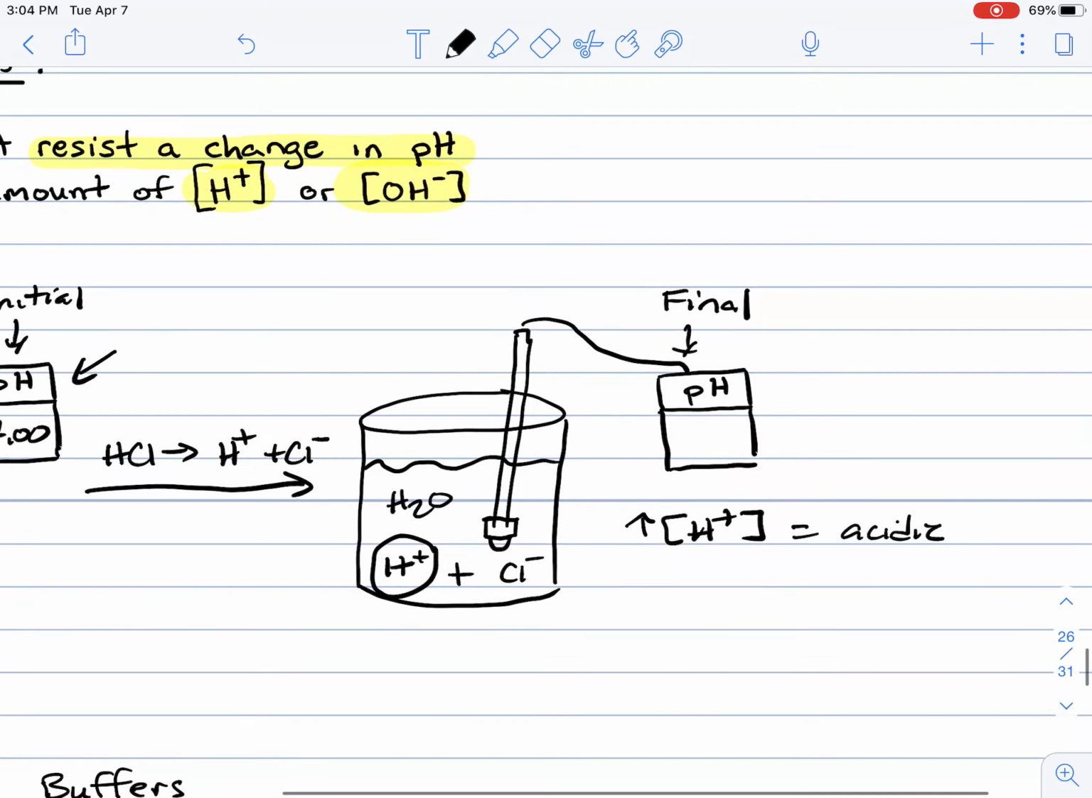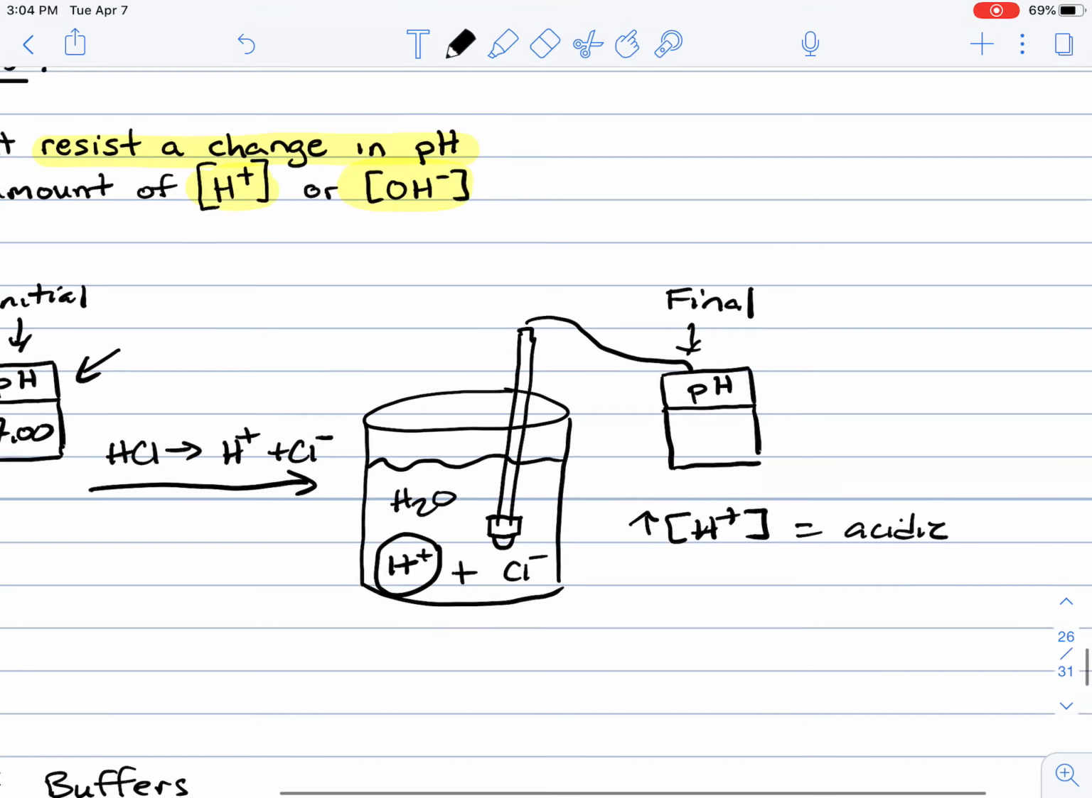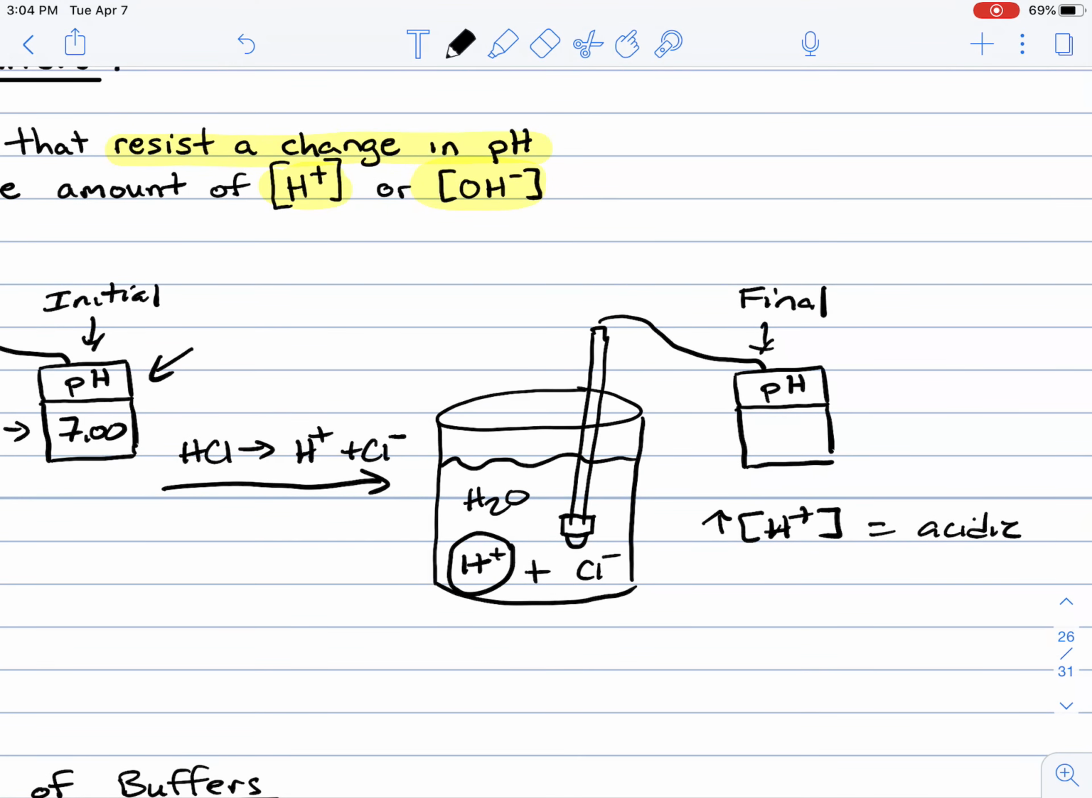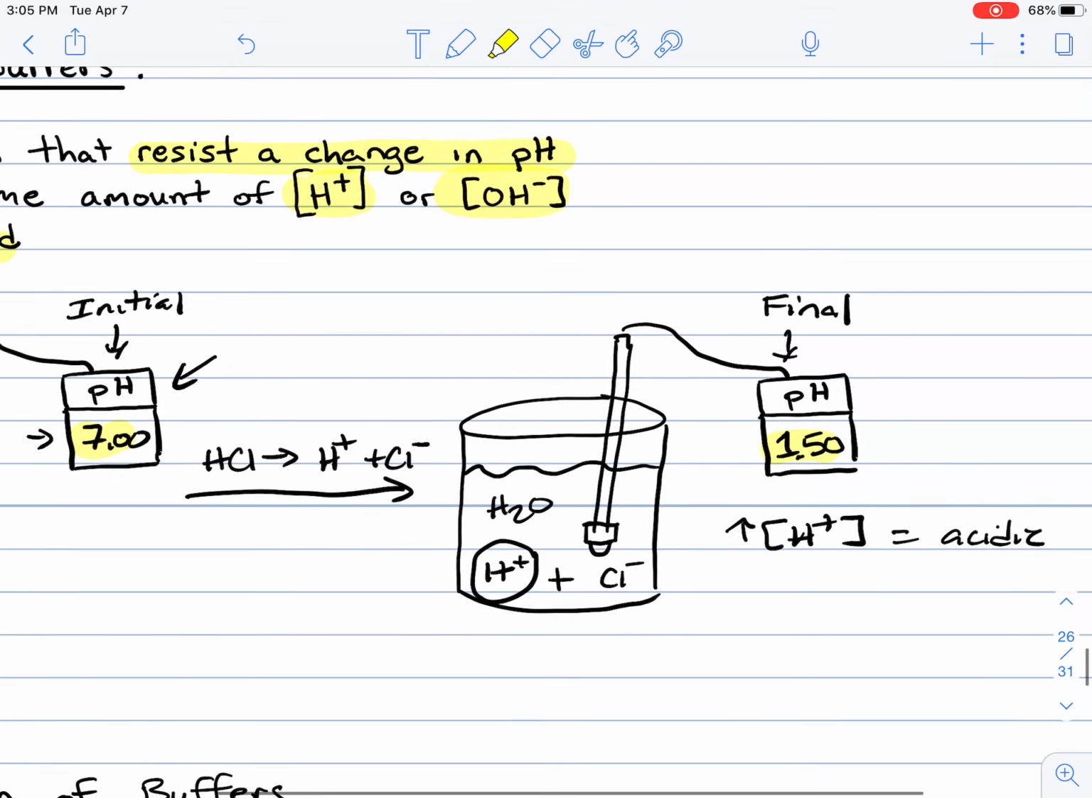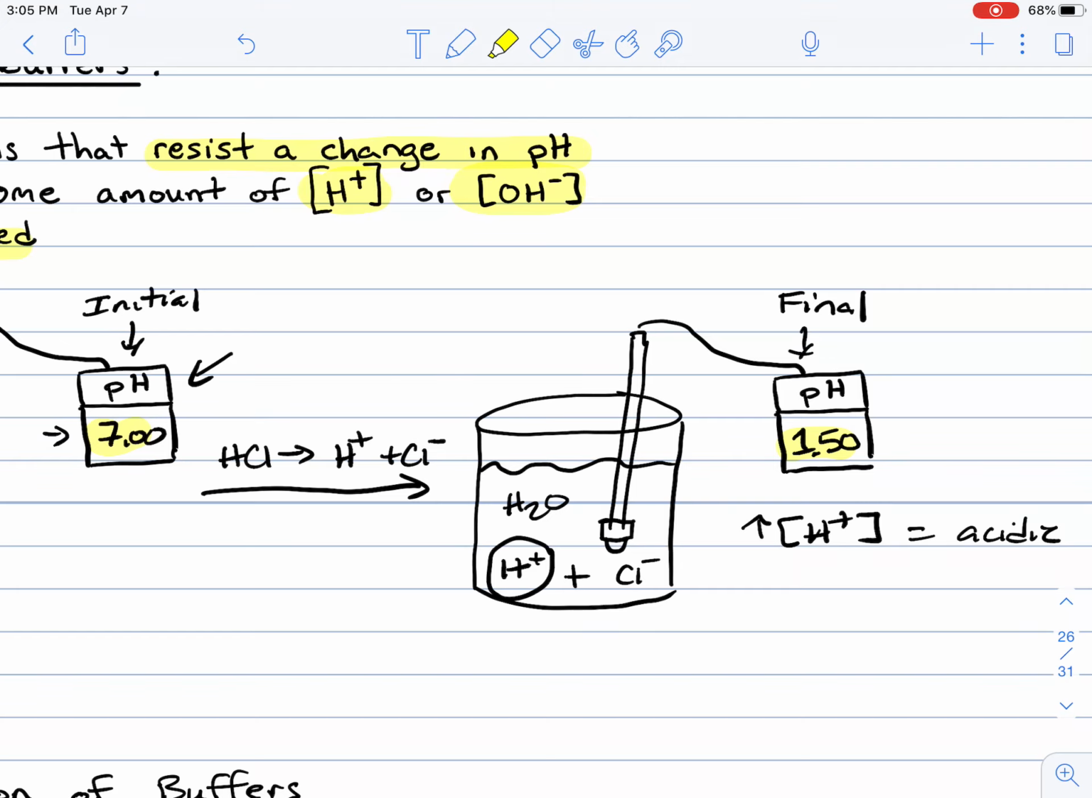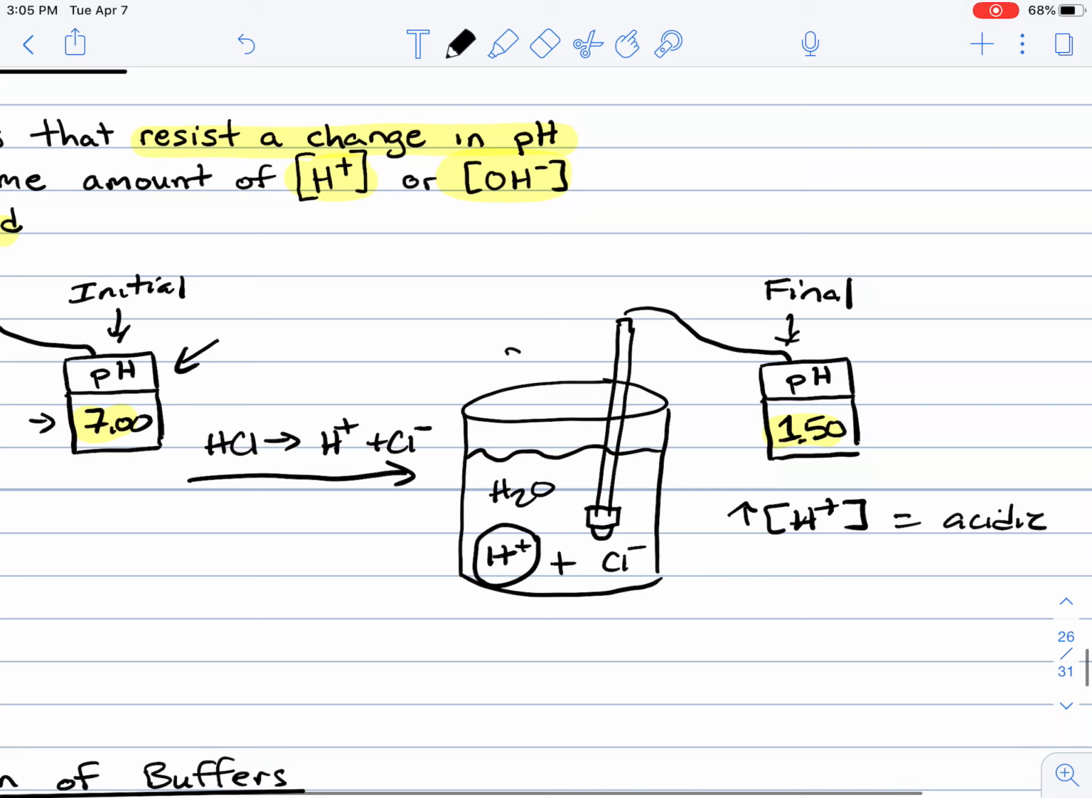And the only way that's going to be conveyed on the pH scale is if we have a lower value than our initial. So let's just say that we added in HCl and it lowered it to 1.50. This dramatic decrease in pH units lets us know that this solution is not able to resist a change in pH. And so we can go ahead and conclude that this solution is not a buffer.